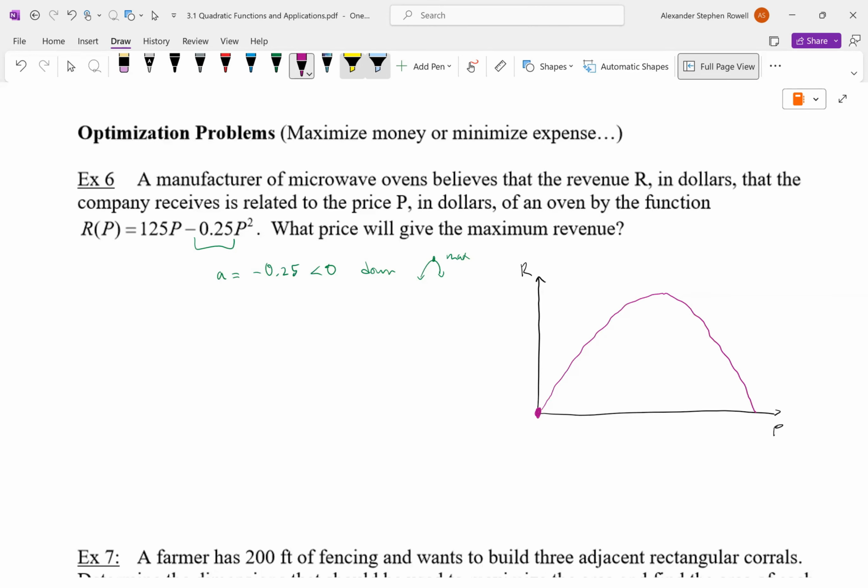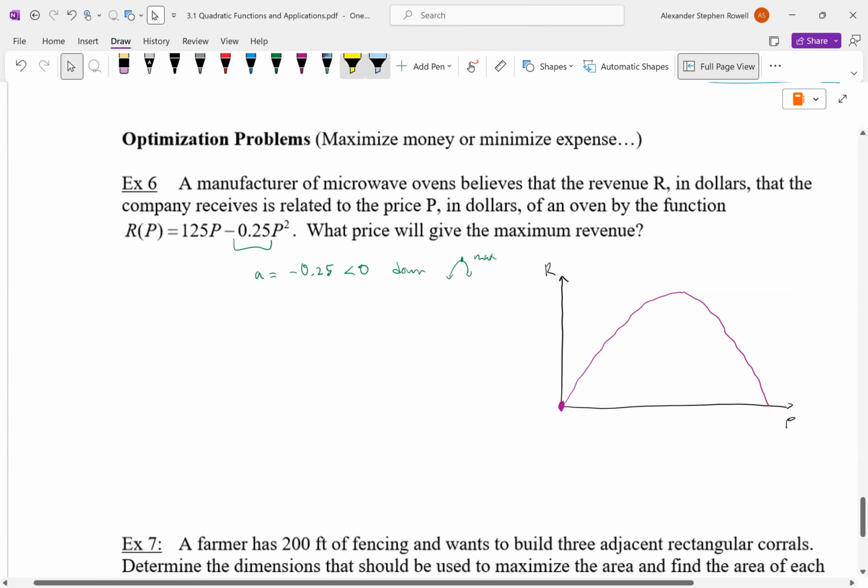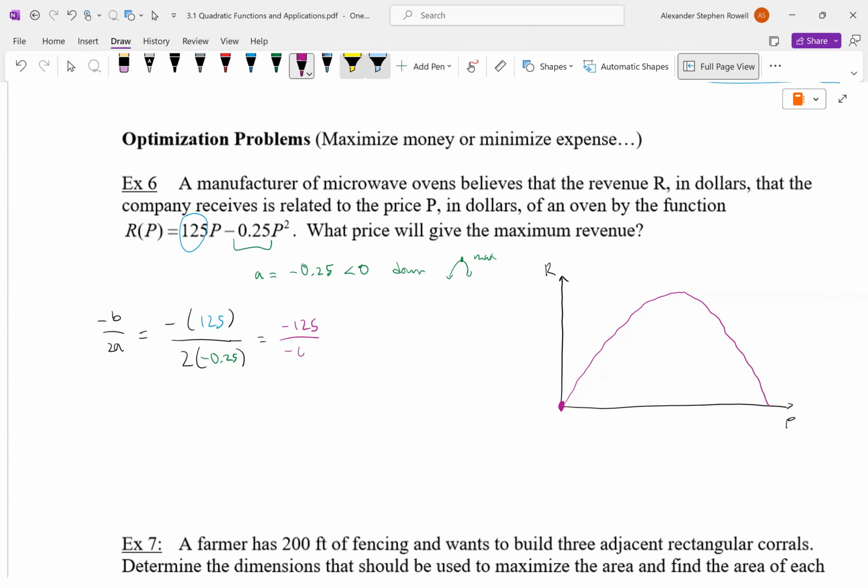Okay. So how do we find the maximum of this parabola? Negative b over 2a. So what's my b value? 125. It's the coefficient of p. My a value, we already identified as negative 0.25. Negative 125 over negative 0.5. Negative over negative is positive. What's 125 divided by a half? Dividing by a half is the same as multiplying by 2. 125 times 2, 250.